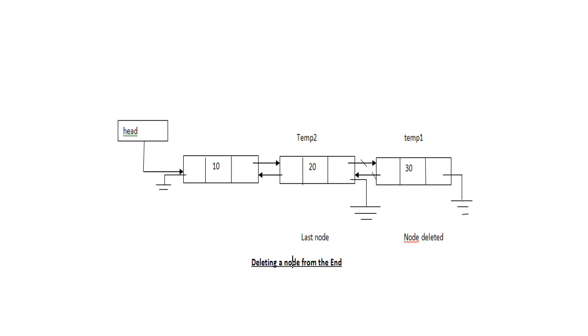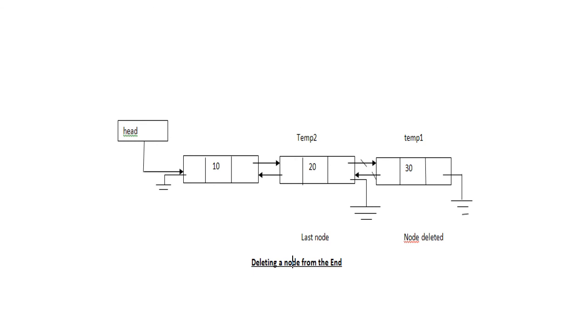Once I have reached this place, temp1 of left pointer is holding the address of this one. Therefore, temp1 of left pointer, in the sense it will go to this place, and that will be named as temp2. Then I will make the right pointer of this temp2 point to null, and I will deallocate the memory allocated for temp1.